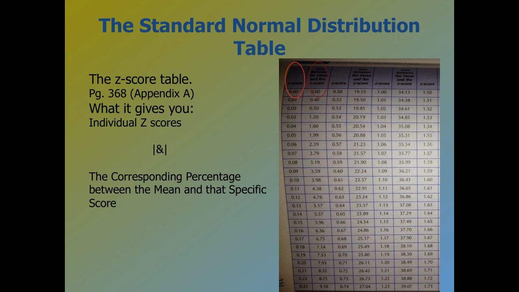All right, so this is the standard normal distribution table, or the z-table. You're going to find that on the back of your book, depending if you have edition 5 or 4. And mine is on page 368, or you simply can look for Appendix A. The table is exactly the same.